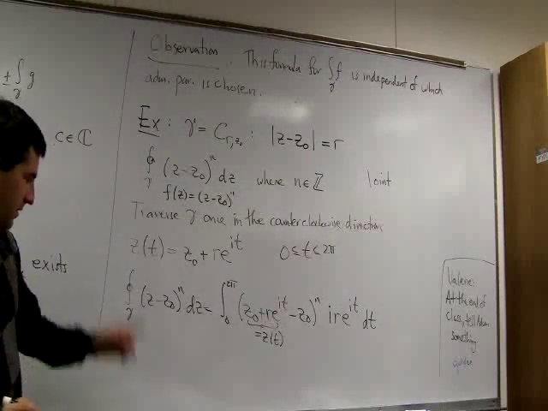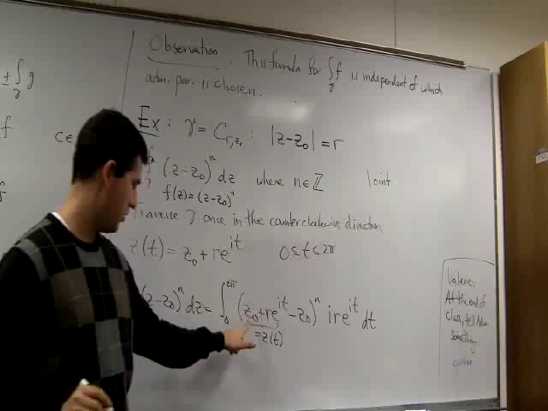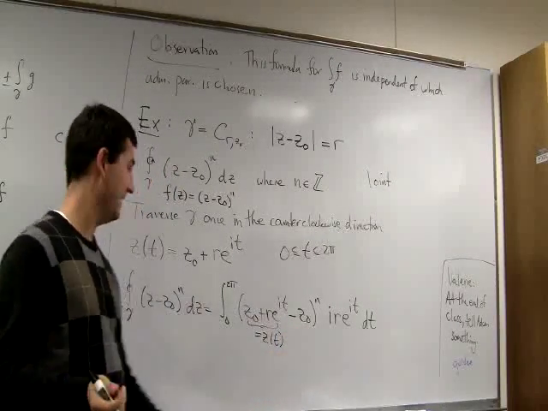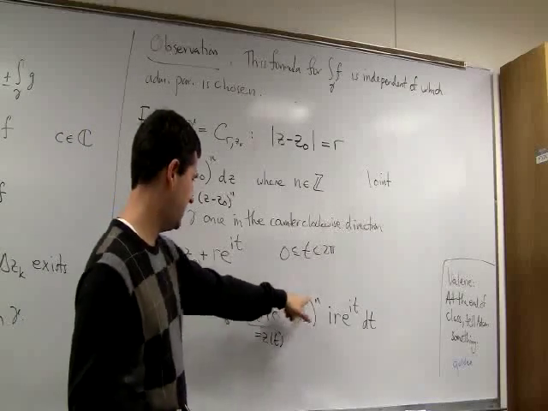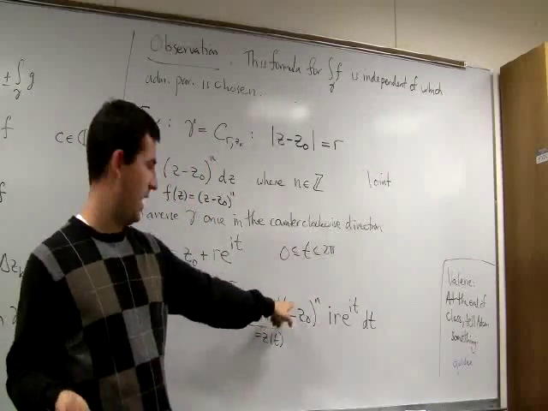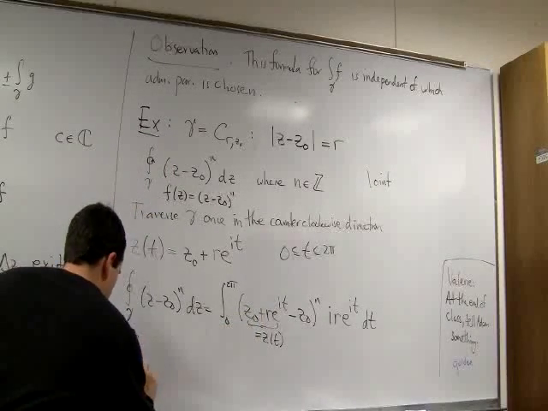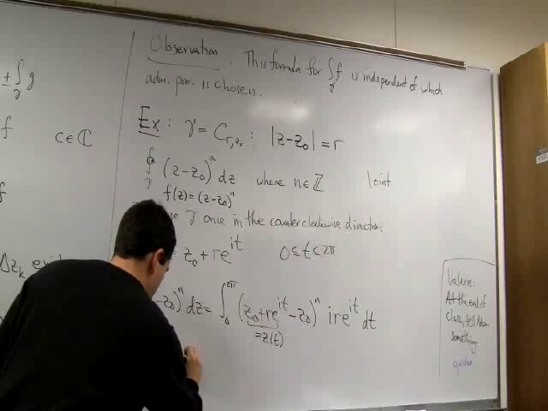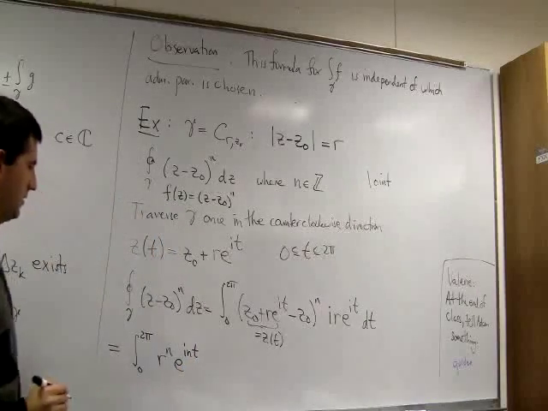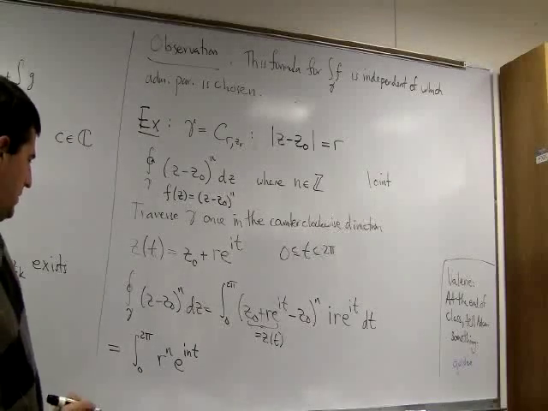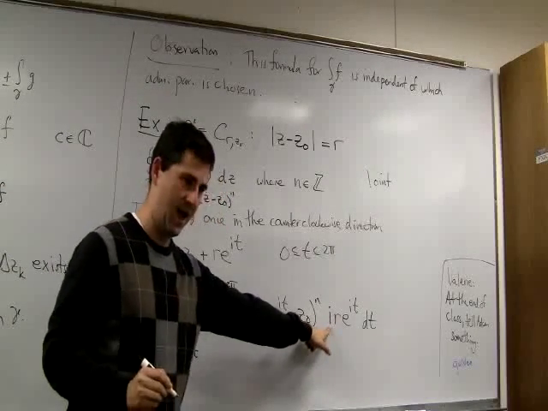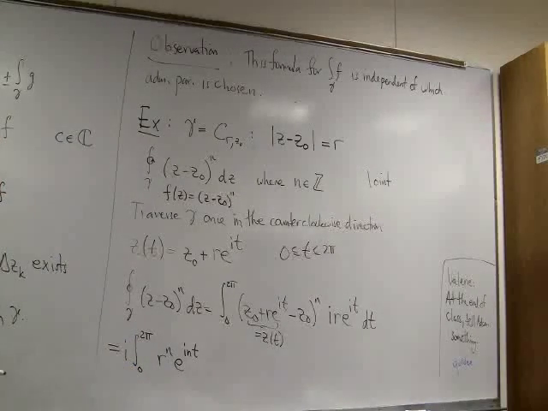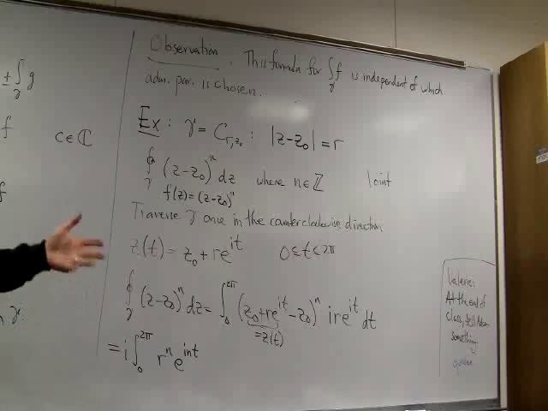Okay, there's some nice things going on. For starters, you have a z naught minus z naught, which will help. And then you just take r e to the it to the n. That raises this to the n and the r to the n. So you have the integral from 0 to 2 pi of r to the n, e to the i n t. And then I have another i that I can pull out. Actually, I can pull all the r's out too, because those are constants.